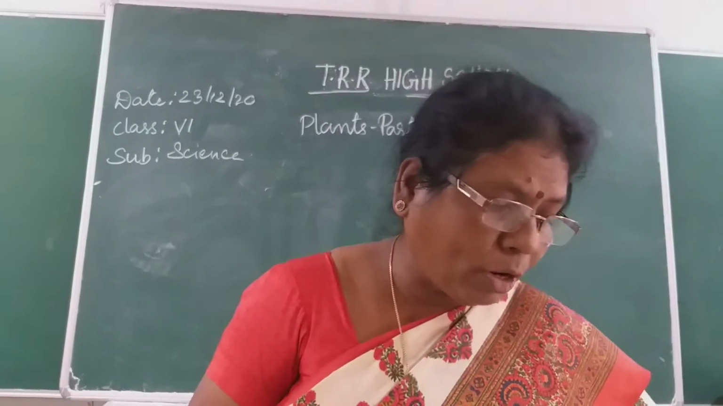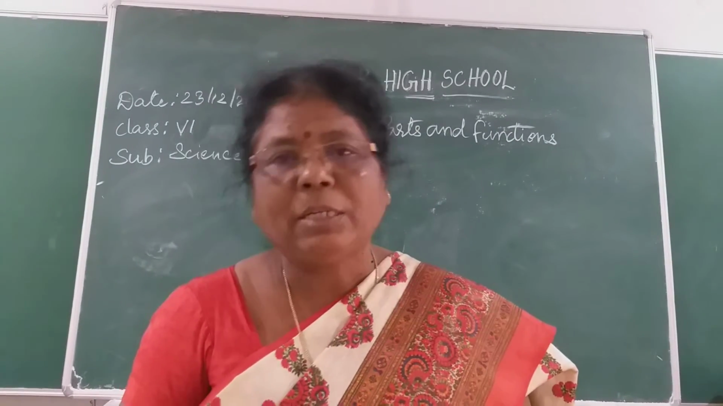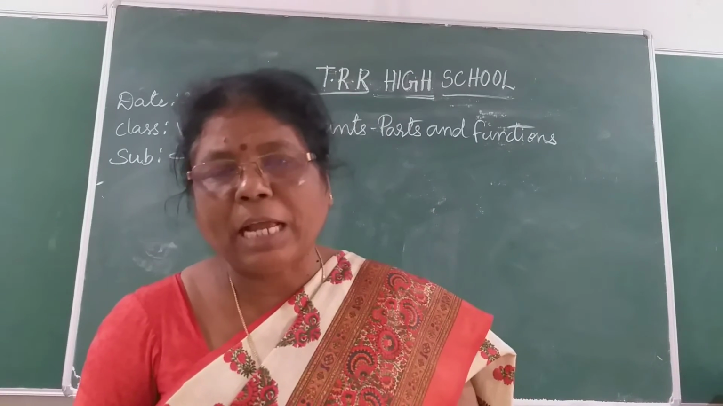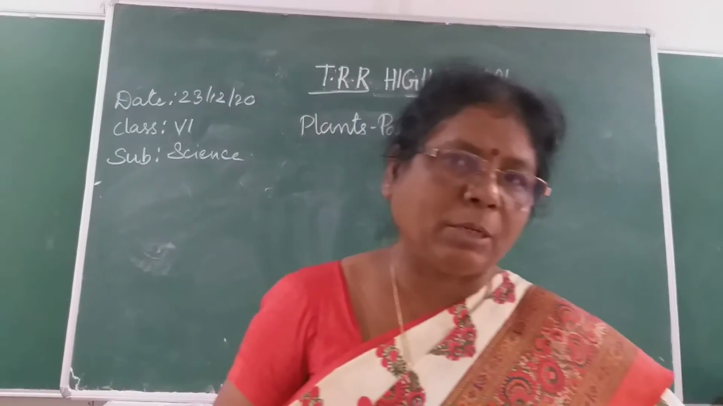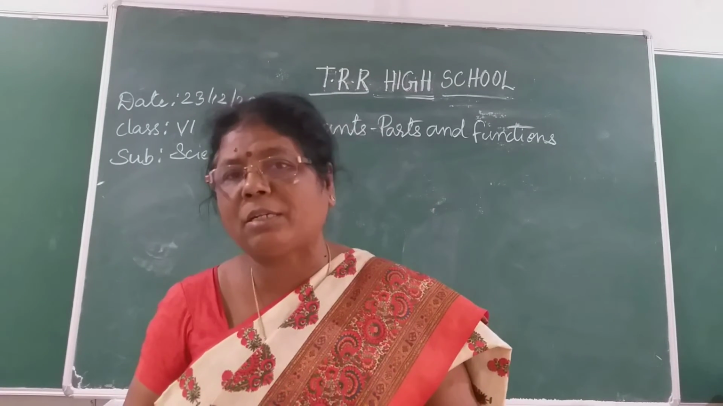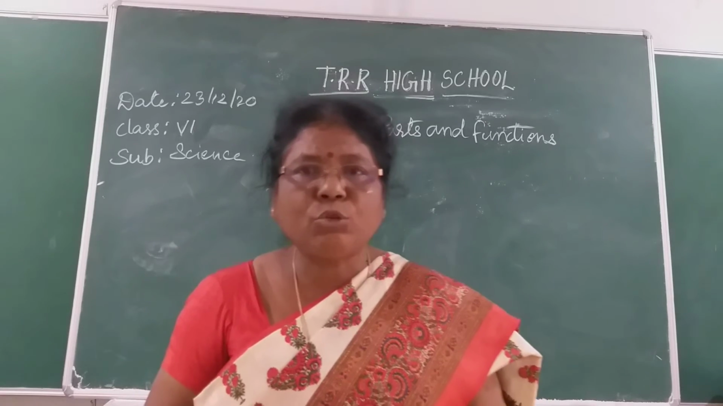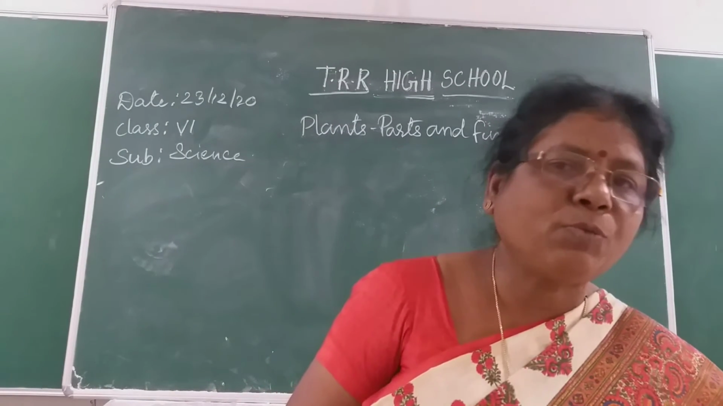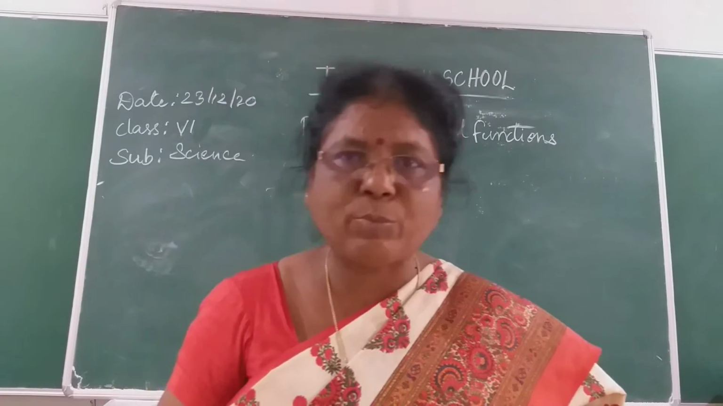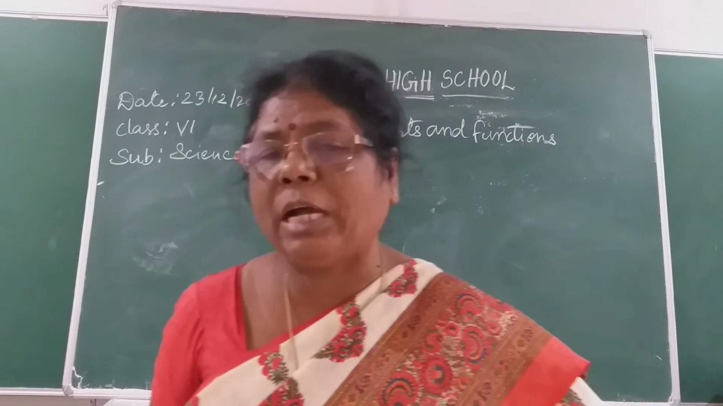So, what have we discussed about the roots? Types of roots we have discussed: taproot system and fibrous root system, isn't it? In the taproot system, the main root is present and lateral roots are present. In the fibrous root system, the roots are spread on the surface of the earth. These are present in grass family plants. We have discussed this, and functions also.